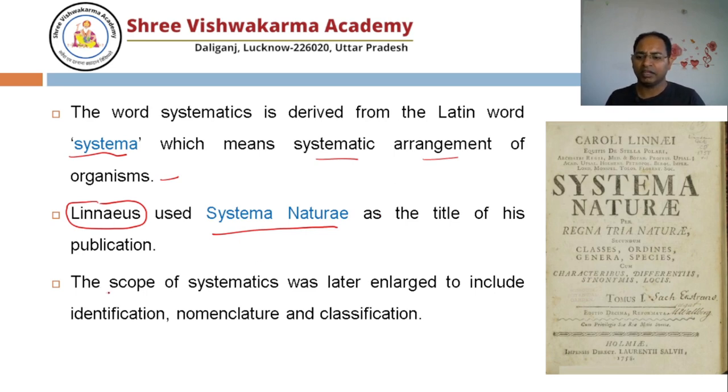Previously, people used to think that taxonomy is different and systematics is different. Later on, everybody agreed that in systematics, you have to include the part of the taxonomy as well as the evolutionary relationship. So systematics includes identification, nomenclature, classification, as well as the evolutionary relationship among organisms. Means while you are doing the classification, you have to consider the different relations in the organisms. So that is known as systematics.